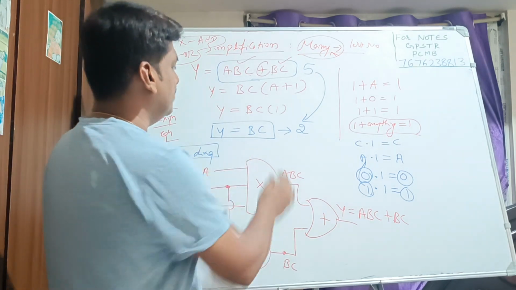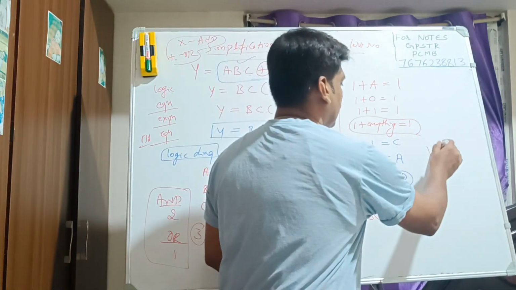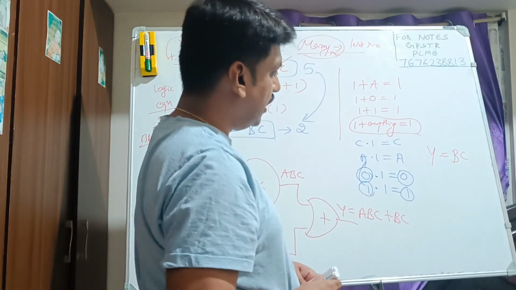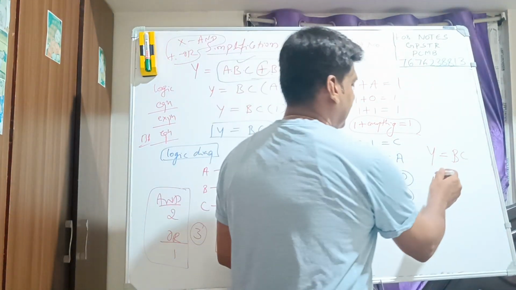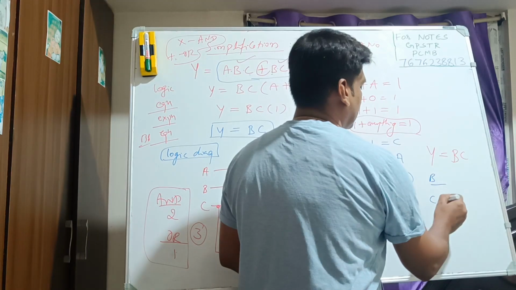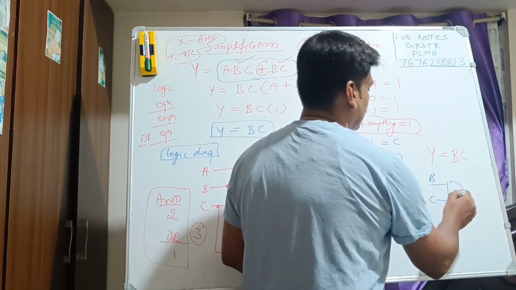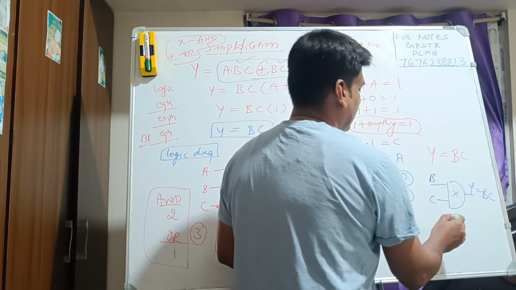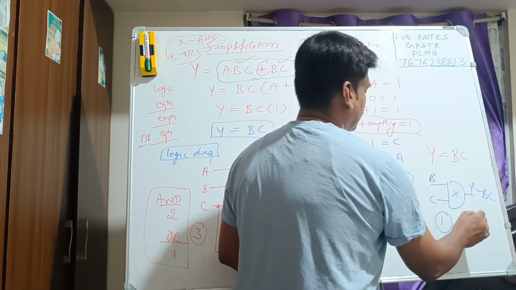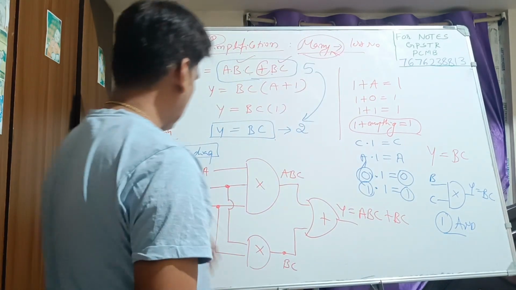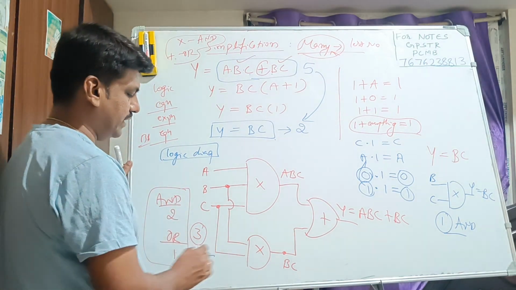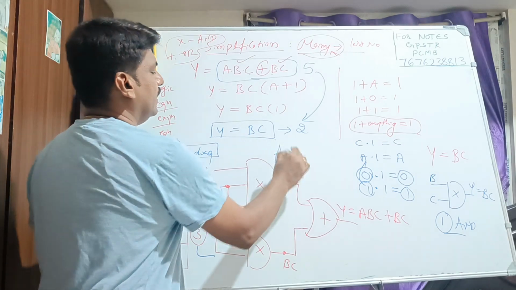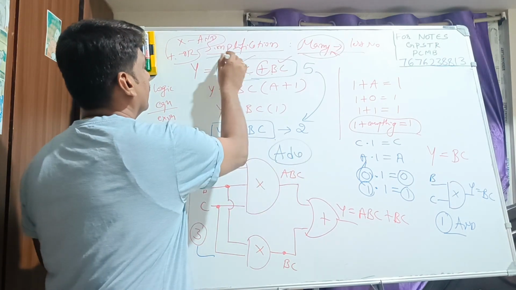Now we will use the simplification. Y = BC. For Y = BC, how do we draw the logic diagram? Take B from one line, C from one line, and take the AND gate of these, so that you get Y = BC. So only one AND gate is used. Here in total 3 gates were used, and here only 1 gate. So this is the advantage of simplification, right?